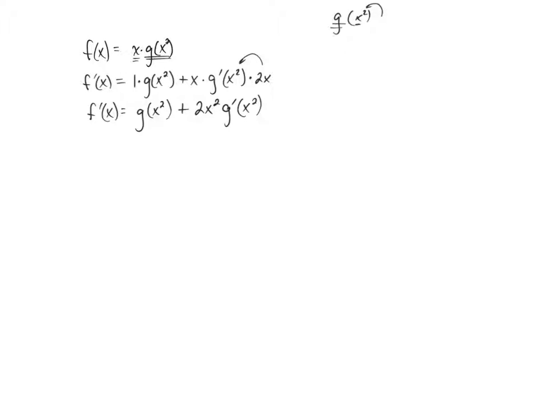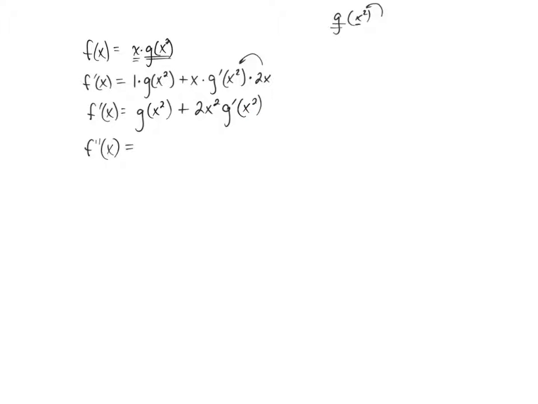Continuing on, now we want the second derivative. So we're going to look at f double prime here, and we're going to take the derivative of the first term, and then add that to the derivative of the second term. But for the second term, we're going to have to think about the product rule, because 2x squared is one function, and g prime of x squared is another function. So let's get after that.